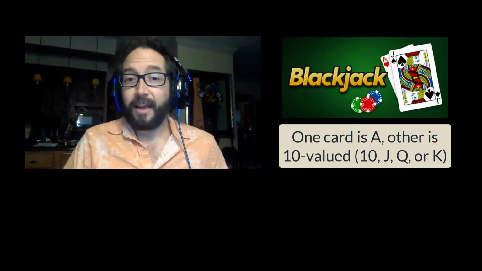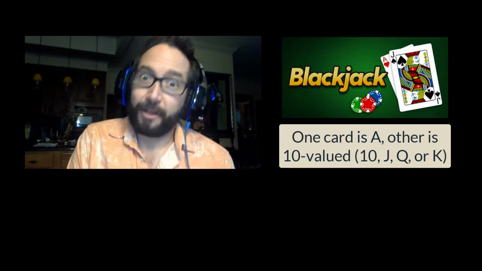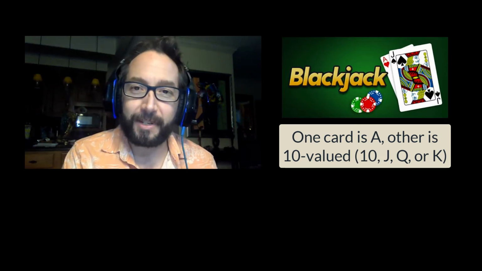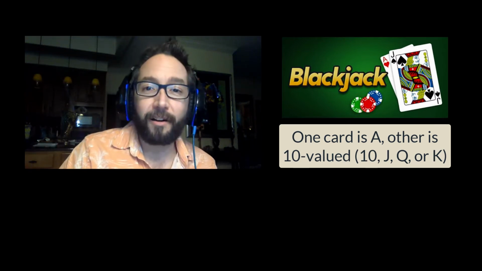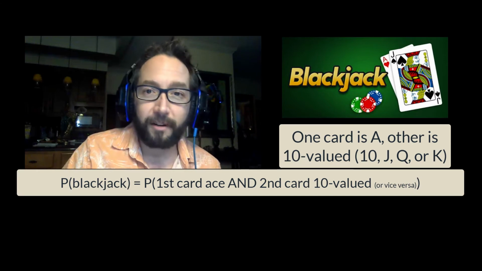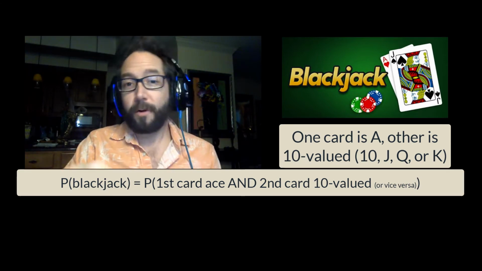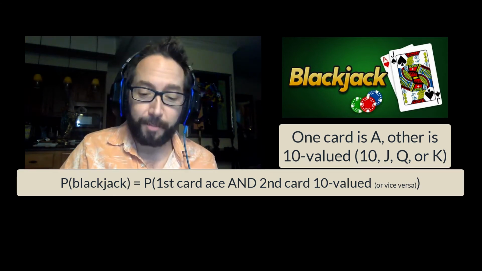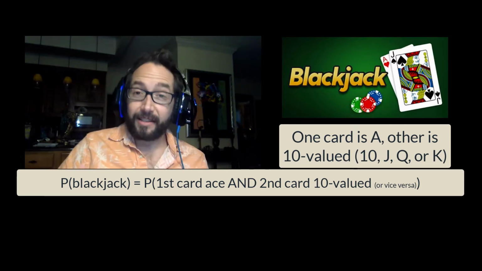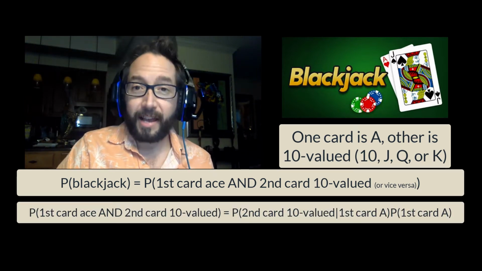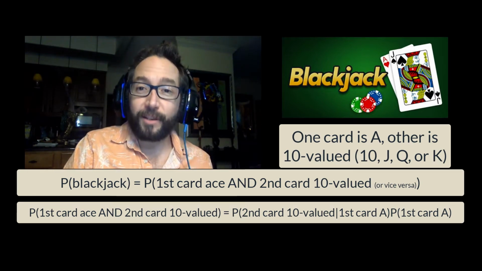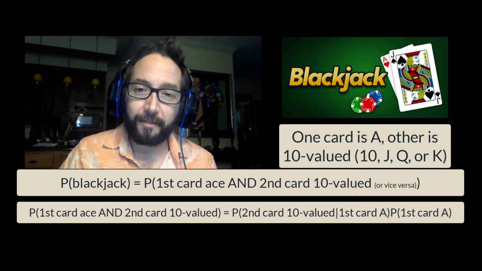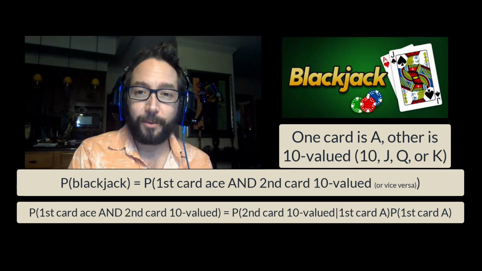If I wanted to know the probability of getting a blackjack if I'm playing blackjack here, getting two cards at random from a deck of cards, well, that's the probability the first card is an ace and the second card is a 10-valued card, a king, queen, jack, or 10. Or vice versa here. So to figure out the probability the first card was an ace and the second card was a 10-valued card, well, that would be the probability of a blackjack one way. We could use the multiplication rule to get there.